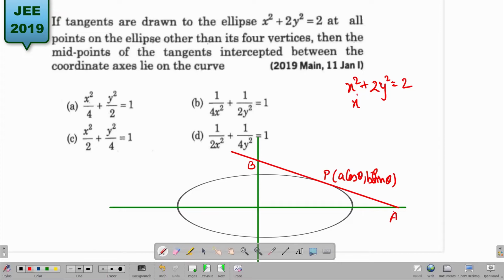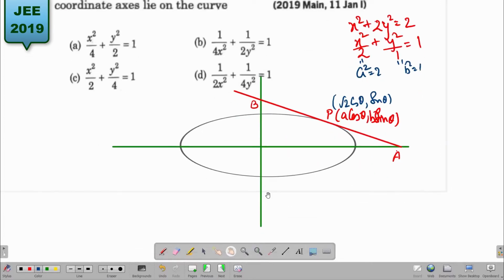So this comes out to be x square by 2 plus y square by 1 equal to 1. So in this case, my a square is 2 and my b square is 1. So now this point turned out to be (root 2 cos theta, 1 into sin theta), that is sin theta. Now we have to find the equation of tangent at P. So the equation of tangent in parametric form is T equal to 0.